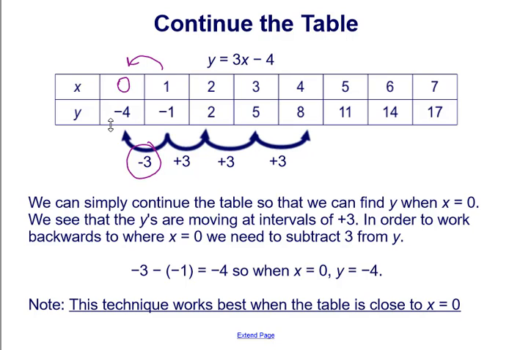And this technique really works best when the table is close to x equals 0, right? The first value was x equals 1, which is just 1 unit away from 0. So it was really easy to count backwards just 1 unit in the table to see that value for x equals 0.